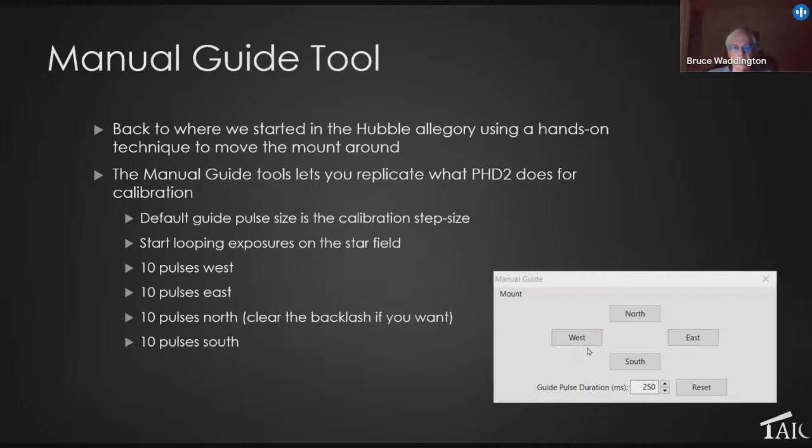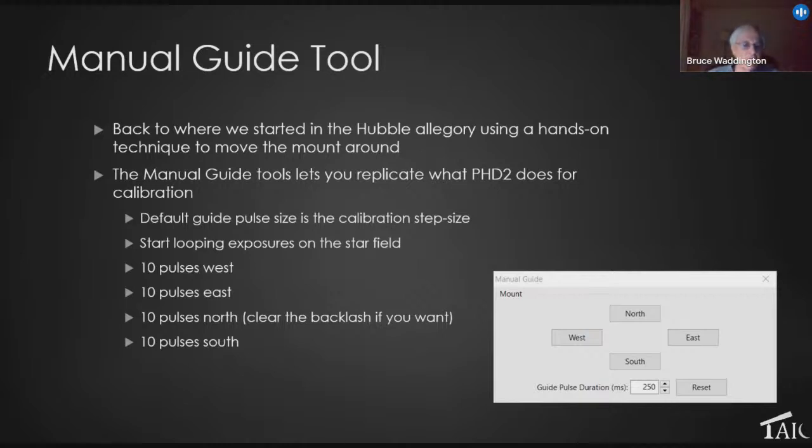So these, when you push a button, in this case, you would get a 250 millisecond guide pulse, which is going to be what PHD was using. You click the button west, it's going to send down one guide pulse. You don't hold the button down, you click it and you wait for it to be re-enabled, and that's one west pulse. And you can just watch the stars in the PHD display, and you can trace out a calibration. First go west, go back east, first go north, clear the backlash if you want to, then go south. And this is going to be a very direct, hands-on way to get a feel for how the mount responds to these guide commands.